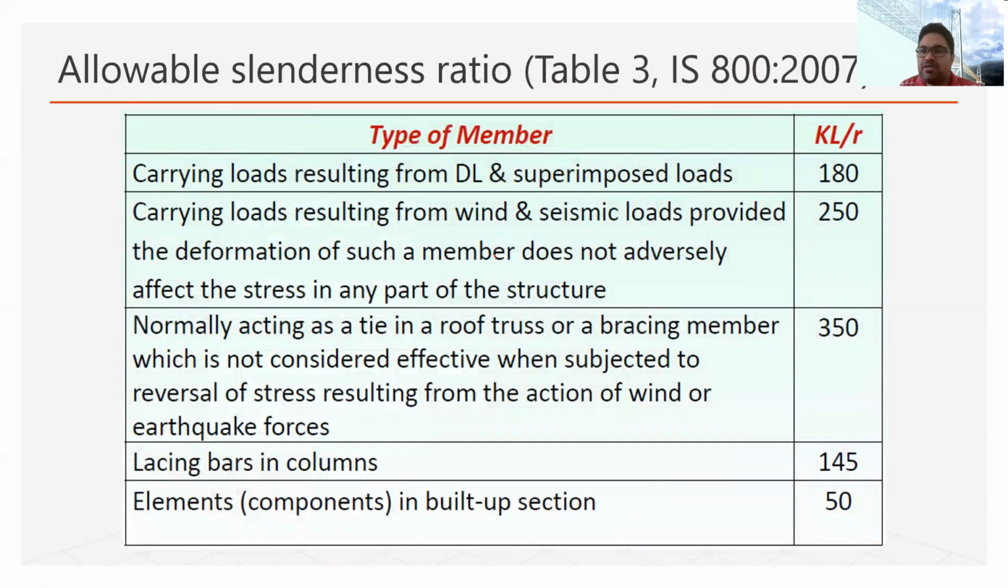At last, we also check the allowable slenderness ratio. These are the different cases for tension and compression members. It says that if a compression member is carrying a load which results from dead load and superimposed load, then the lambda value should not exceed 180. Similarly, there are different cases mentioned, and the maximum allowable slenderness ratio is 350 in this particular case. We will see all these cases when we design the compression member.